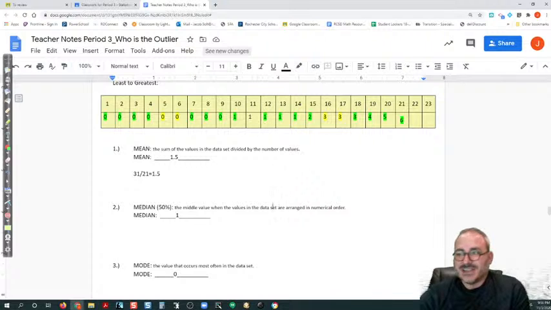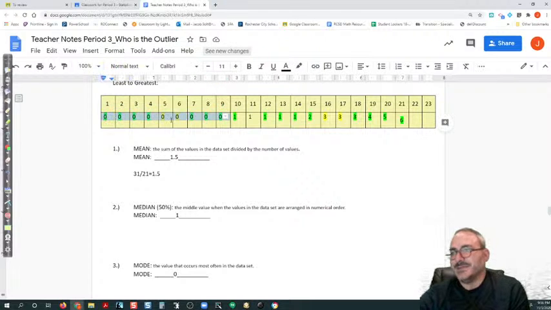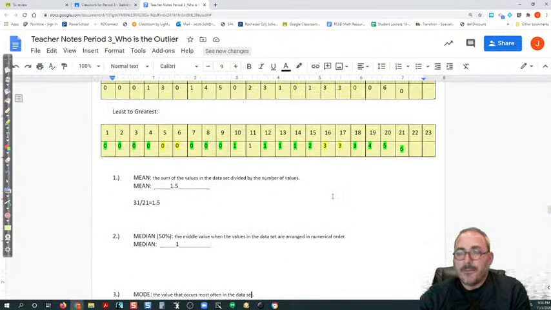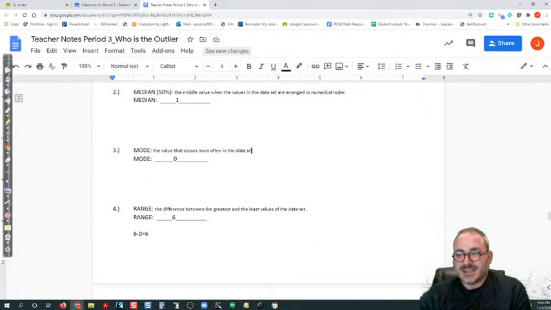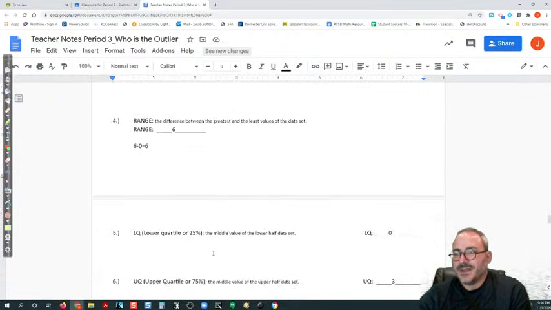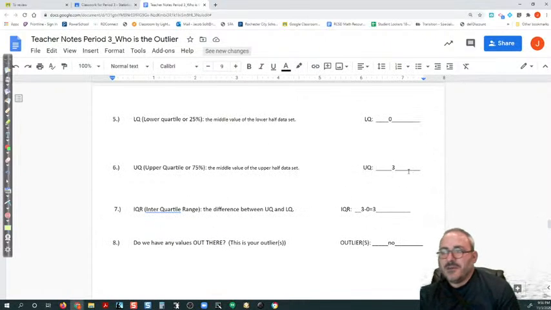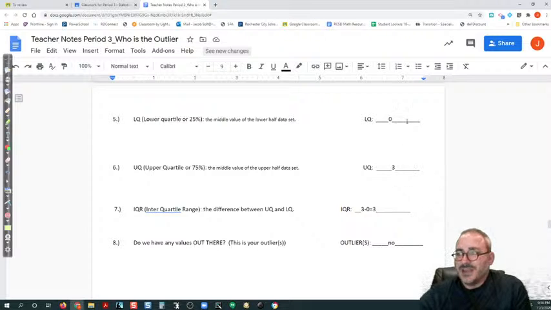The median, as we've already said, is 1. And the mode, this number repeats the most. Well, look at that. 0 repeats 9 times. So 0 is definitely our mode here. Our range is our biggest number minus our smallest number. Our biggest number is 6, our smallest number is 0, so our range is 6 minus 0, which is 6. Our interquartile range is our biggest quartile minus our smallest quartile. So 3 minus 0 is 3.